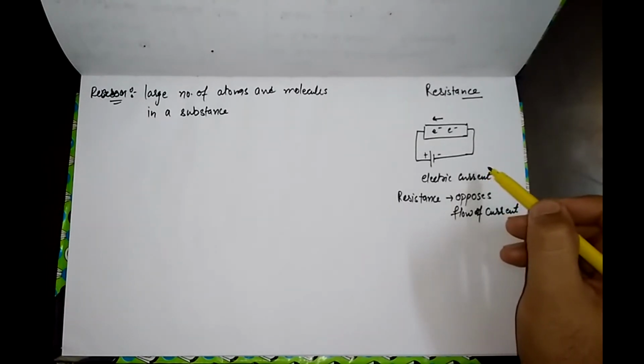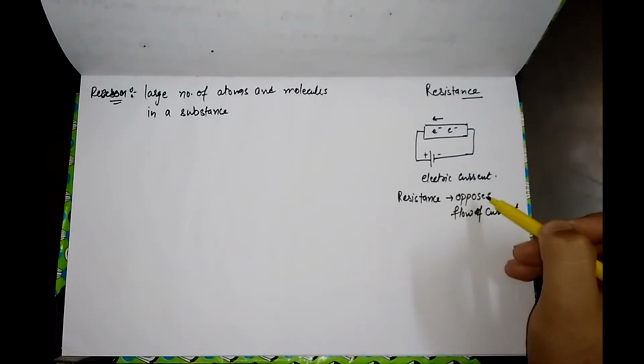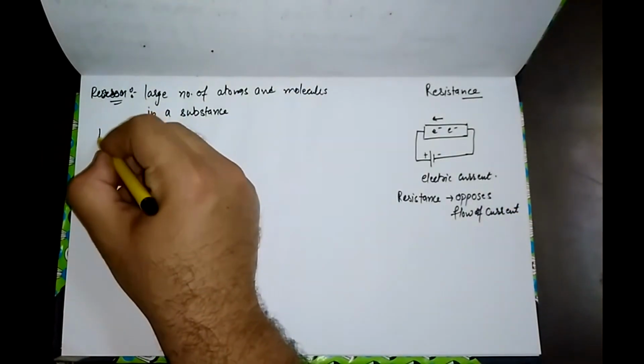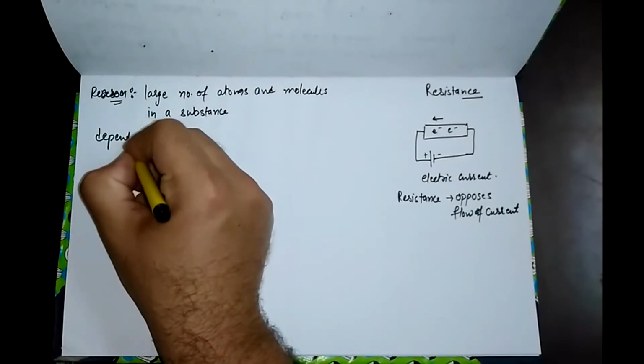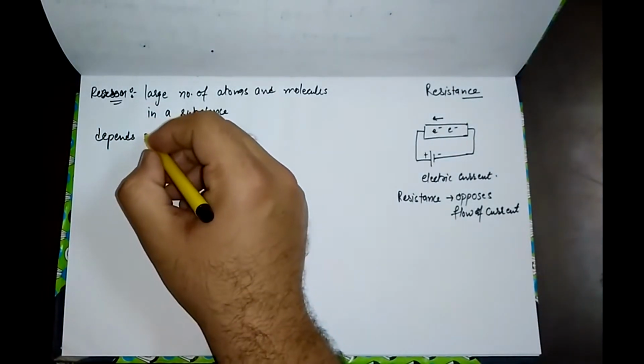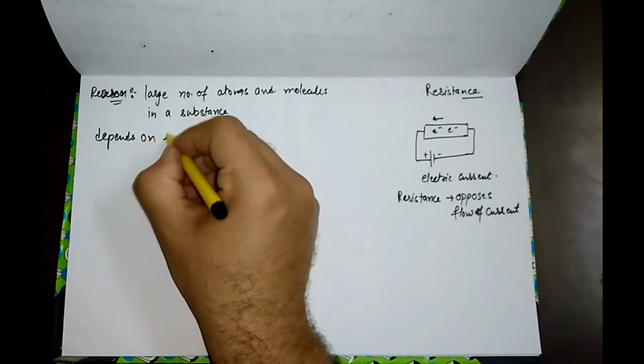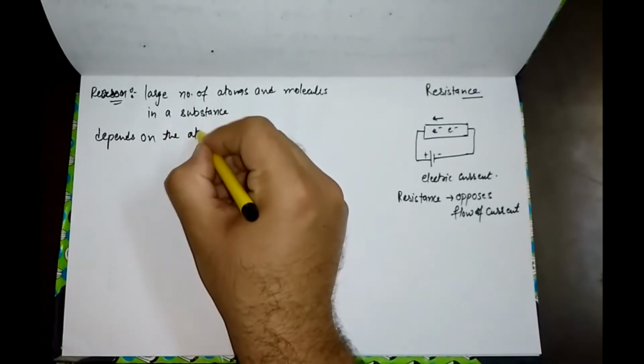To what extent does the opposition happen? It depends upon the type of substance, or we can say the structure of the atom. It depends on the atomic structure.